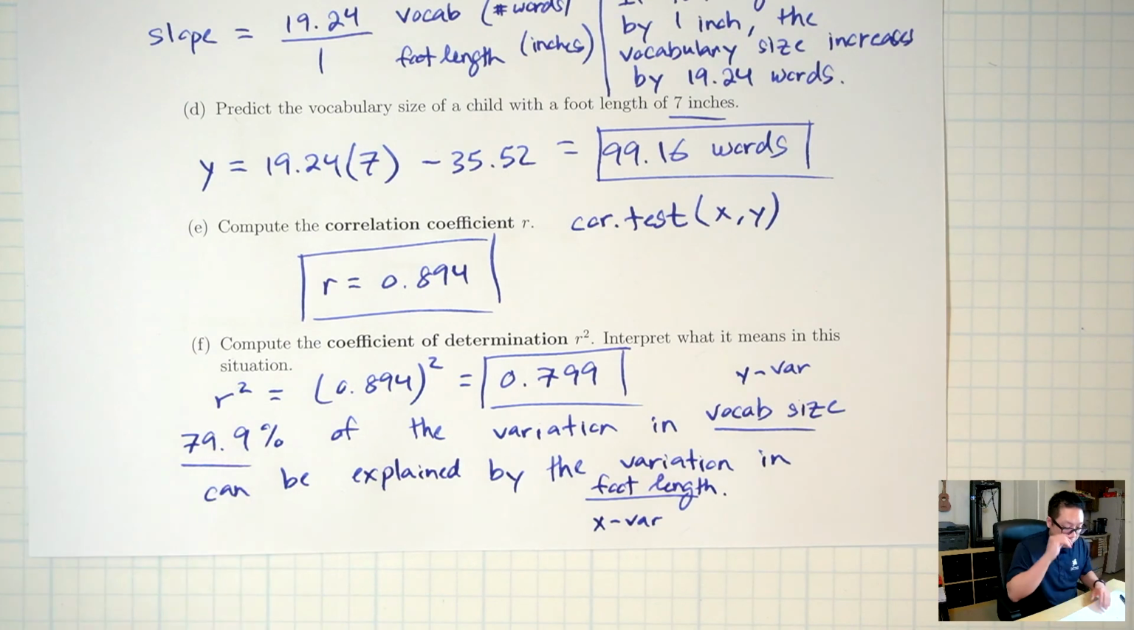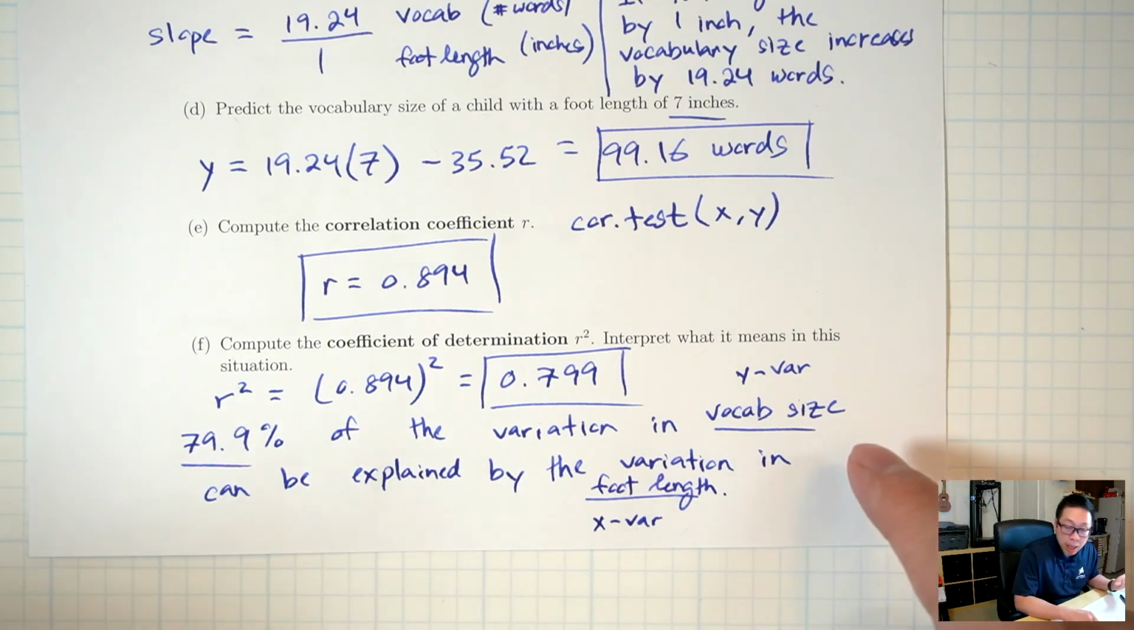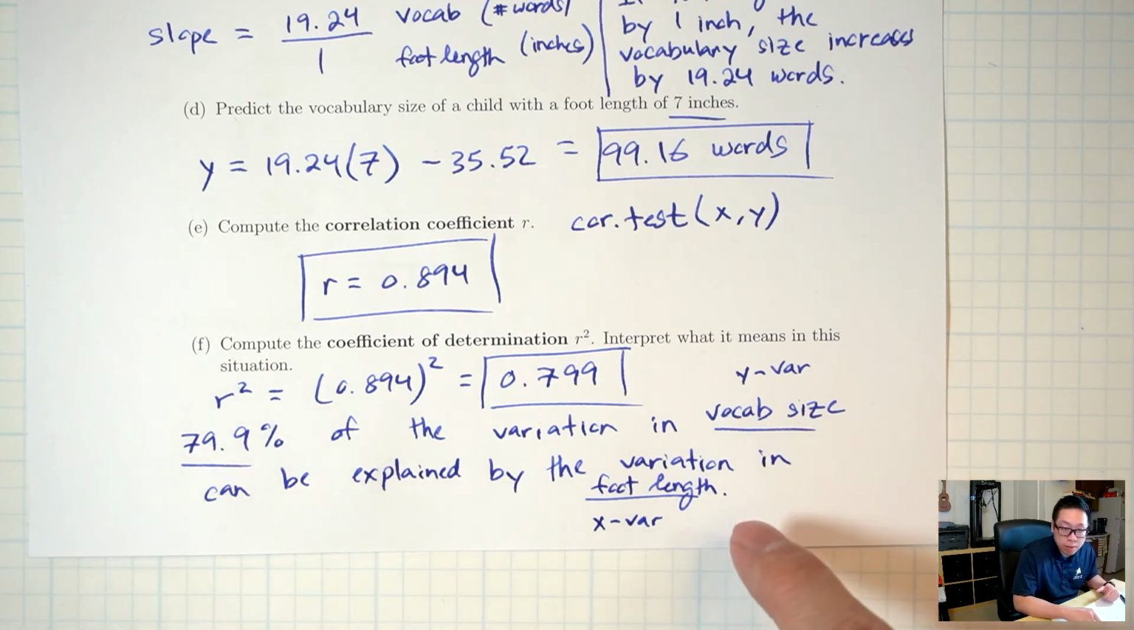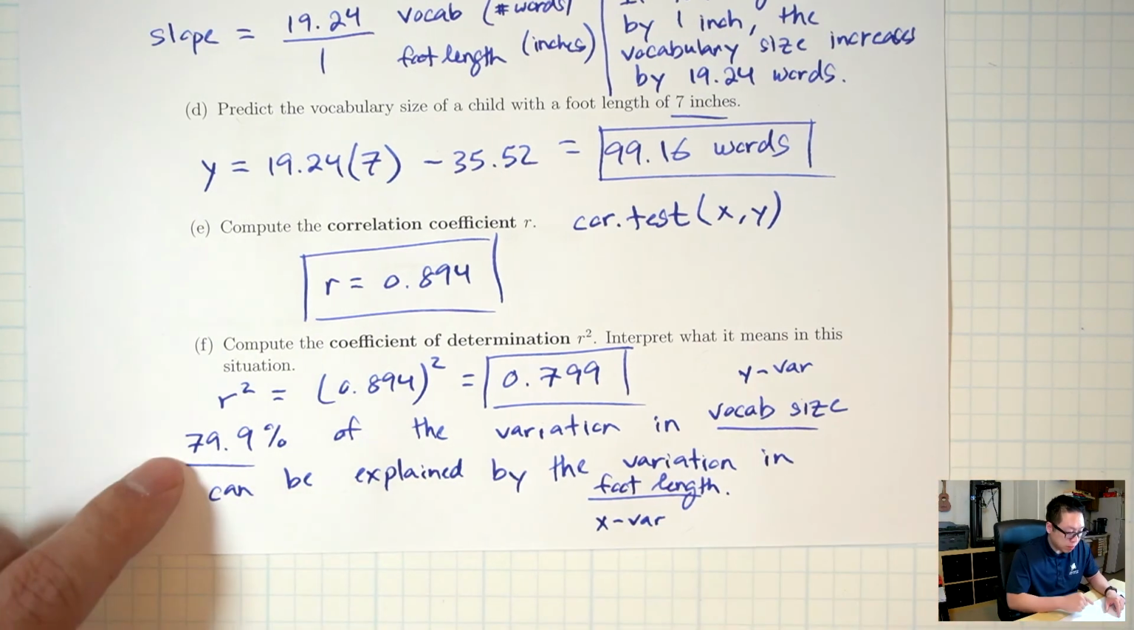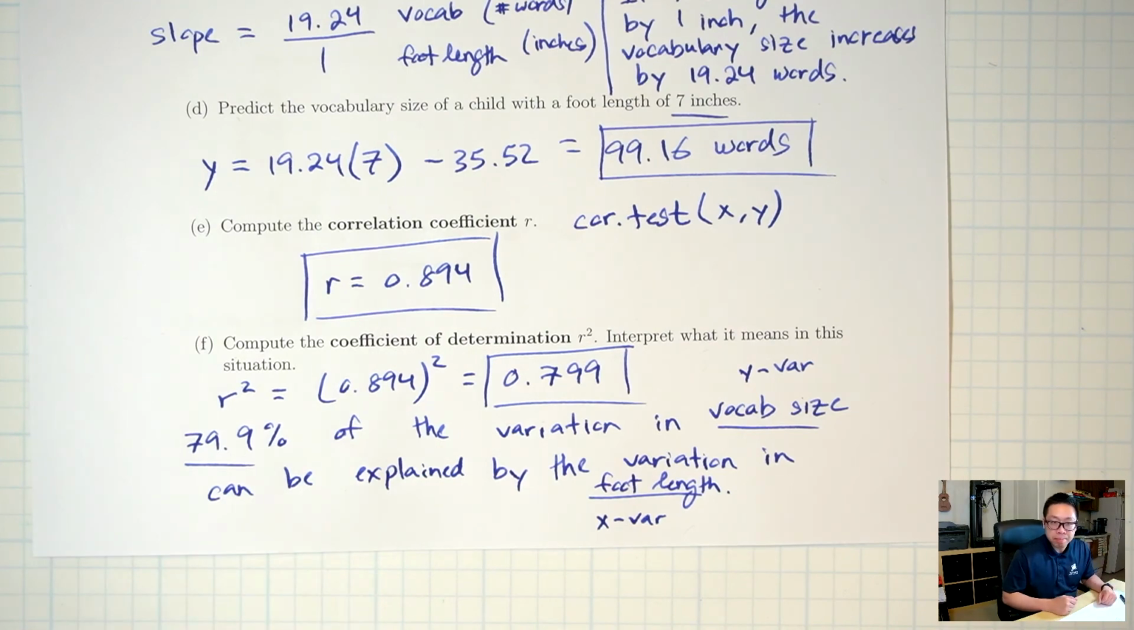And what this means is that there's many variables that could affect a child's vocabulary size, right, other than foot length. But what we're saying here is that foot length accounts for 79.9% of the effect.